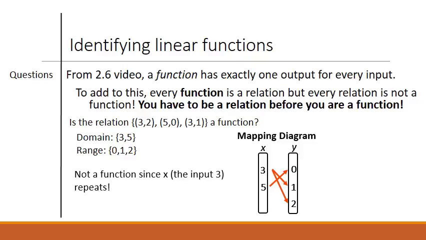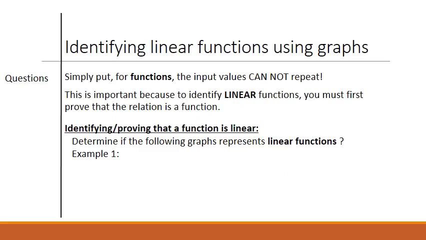In this case, what we learned from 2.6 is that this is not a function since the X repeats, or the input 3 repeats. Now the whole reason I'm going back over this is because it's real simple. We want to identify linear functions, so you have to make sure you're dealing with a function first. So simply put, for functions, the input values cannot repeat. This is important again because to identify linear functions, you must first prove that the relation is a function. So now let's dig deeper into our objective for this evening.